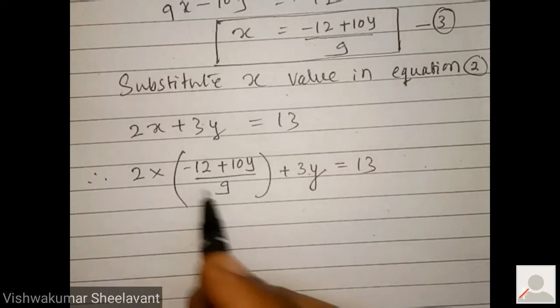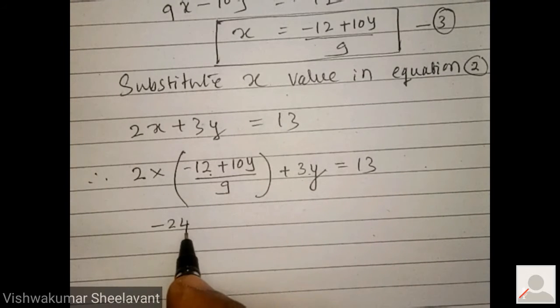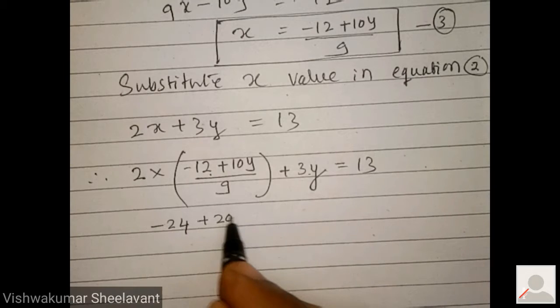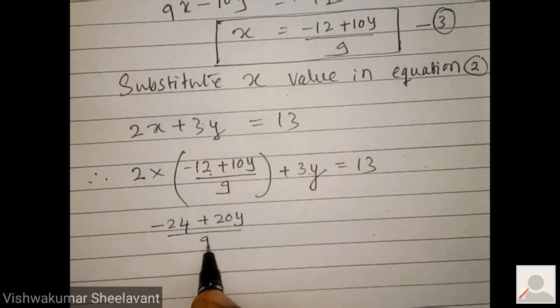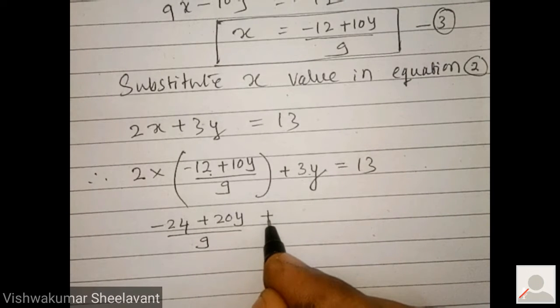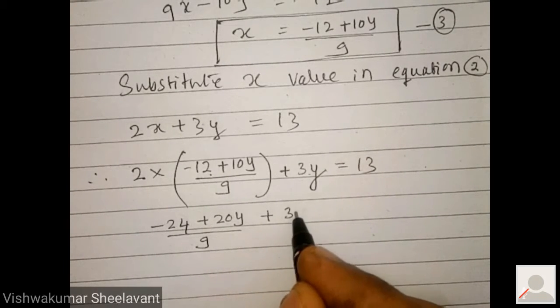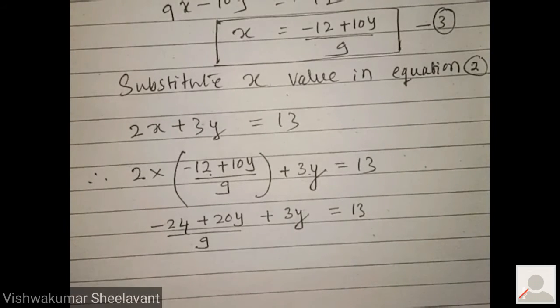Multiply term by term. 2 into minus 12 is minus 24, plus 20y, by 9, plus 3y equal to 13.